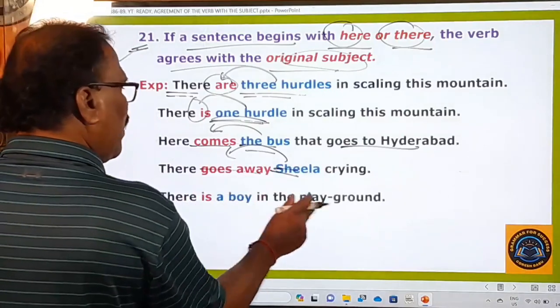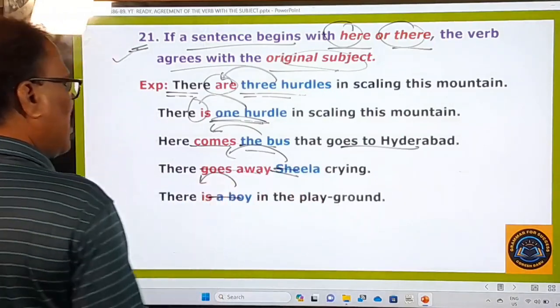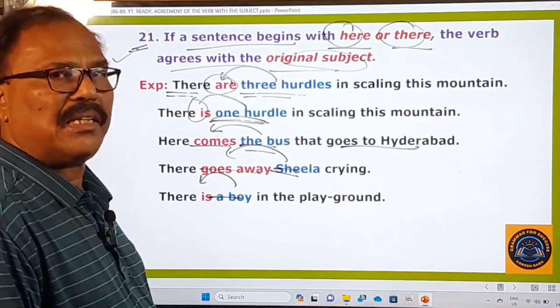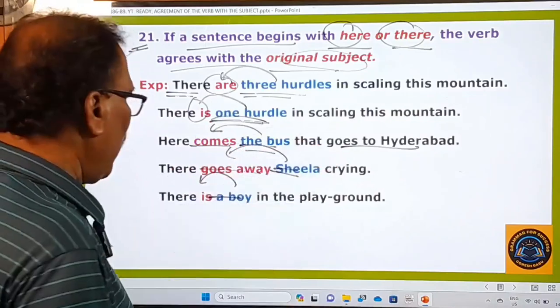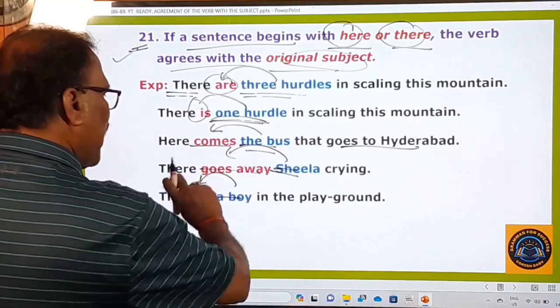There is a boy in the playground. A boy. You cannot say "a boy is there in the playground." Don't say it like that. That's not the way of saying things. You have to say, "There is a boy in the playground." Okay. So the subject is placed here.